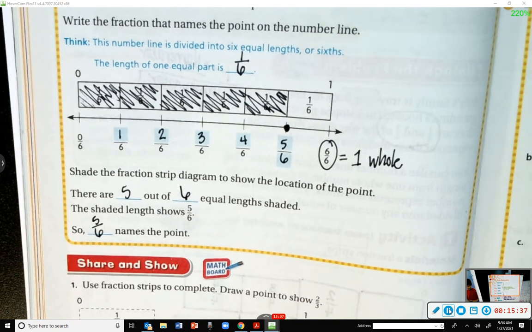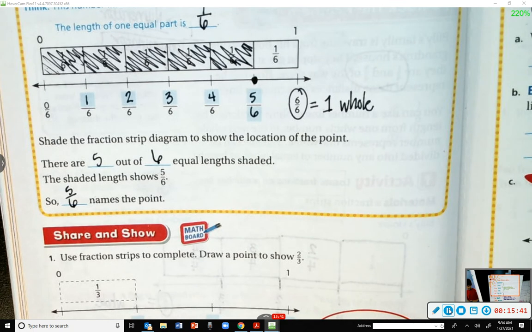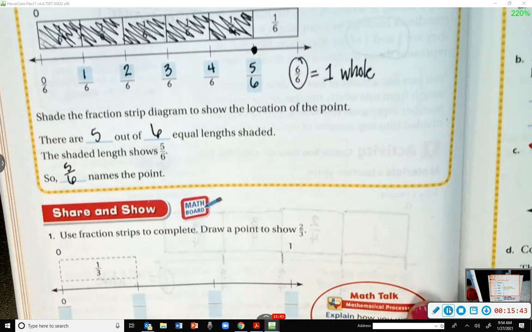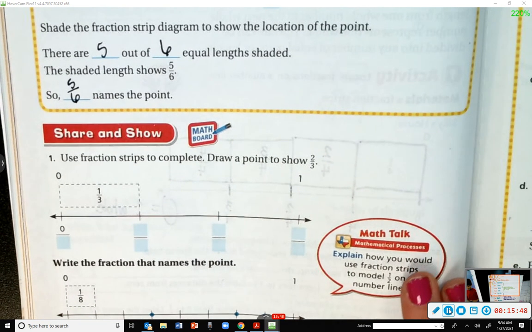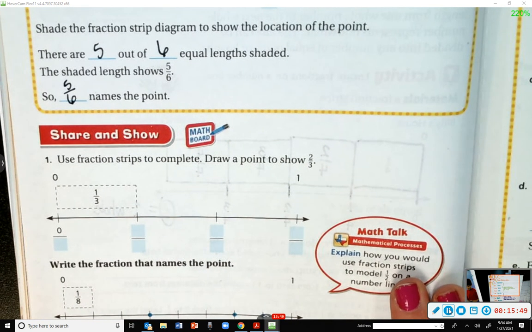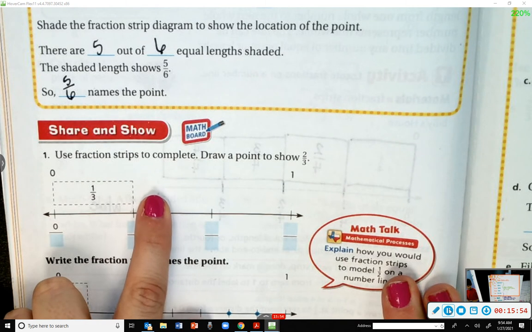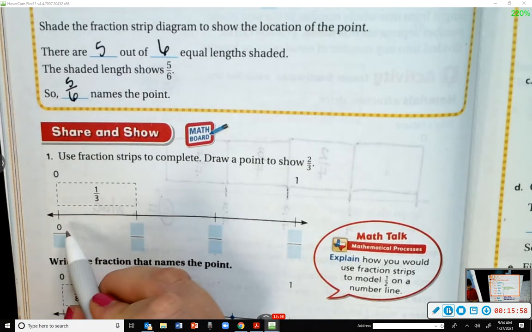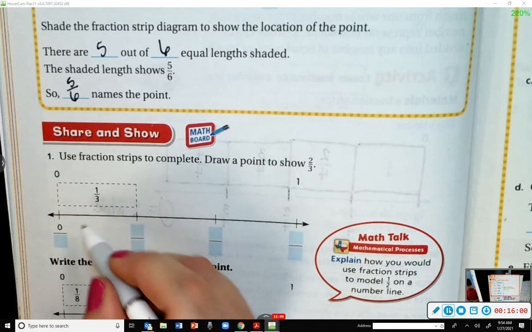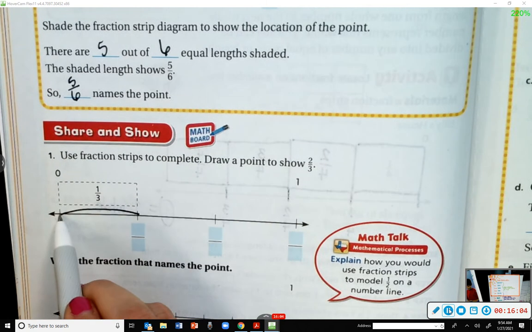Make sense? Thumbs up if you're understanding. We're ready to move on. Okay, good. Now this number line down here, let's look at number 1. It says use fraction strips to complete, which is just the boxes above it, and draw a point to show 2/3. Okay, so if this is split into 3 equal parts, so let's show you how it's split.